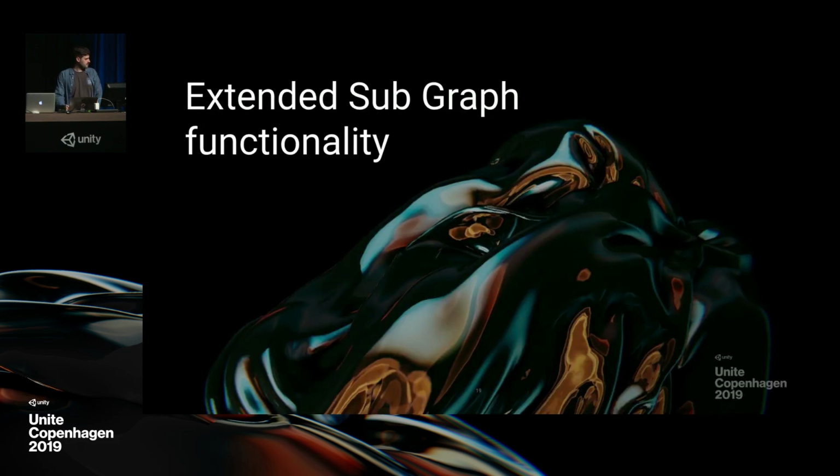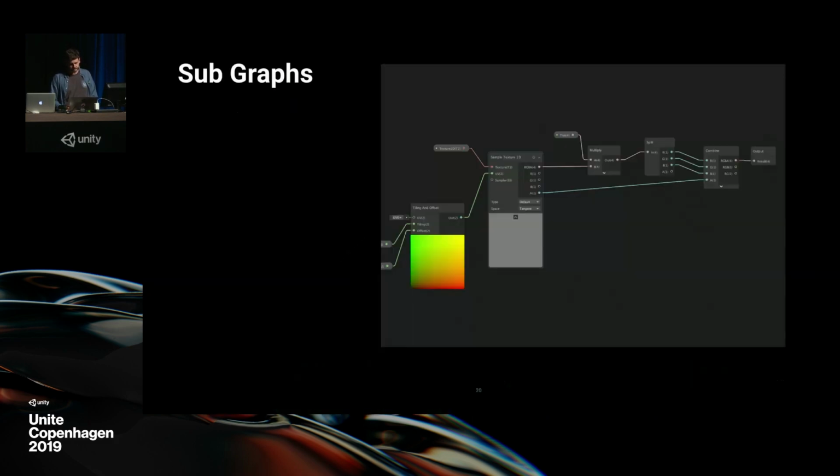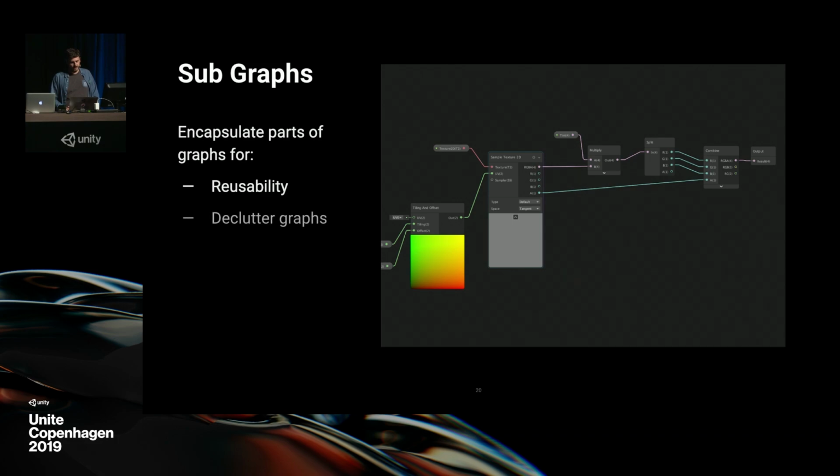Another thing we brought to shader graph, which has a big impact, is extending the functionality of subgraphs. So subgraphs, in case you don't know, are basically parts of a graph that are encapsulated and taken into another asset. And so once you do that, you can reuse these assets all over your graphs, even multiple times in the same graph. And yeah, their use is multiple.